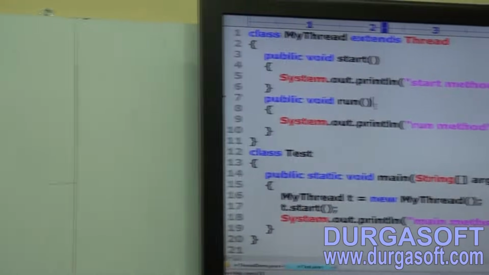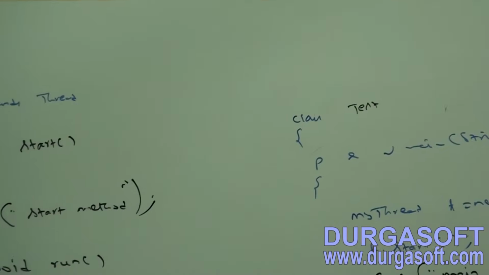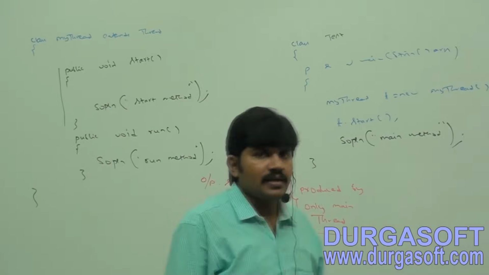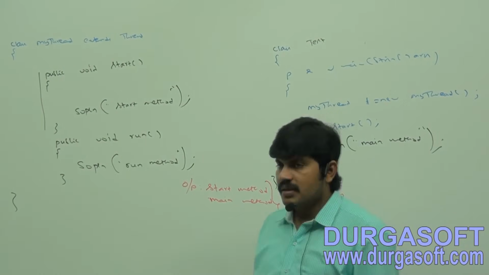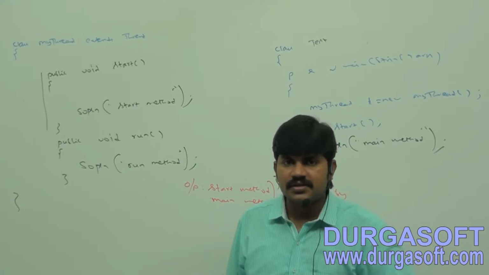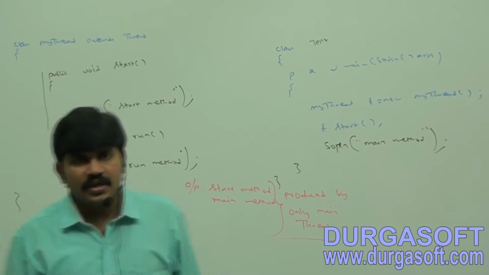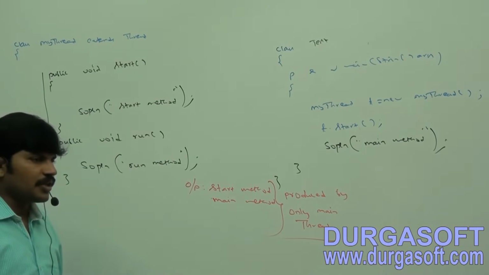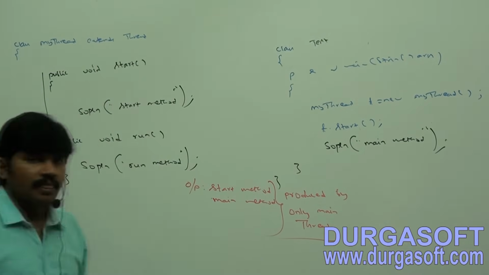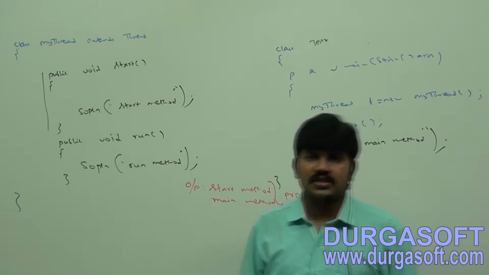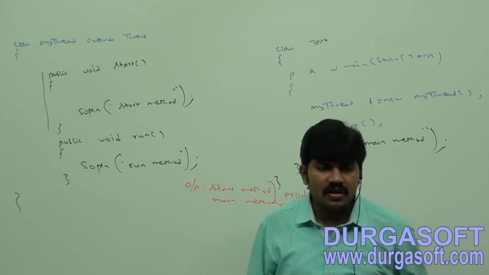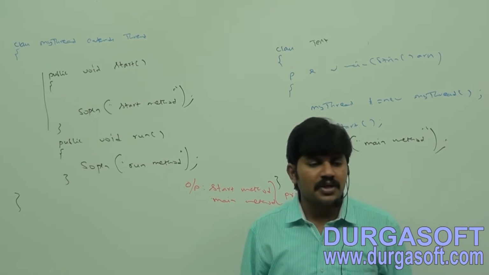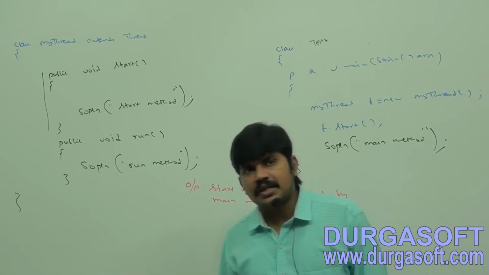Okay, at this point, keep summarizing: overriding of the start method. If we override the start method, then our start method will be executed just like a normal method call, and the new thread won't be created.